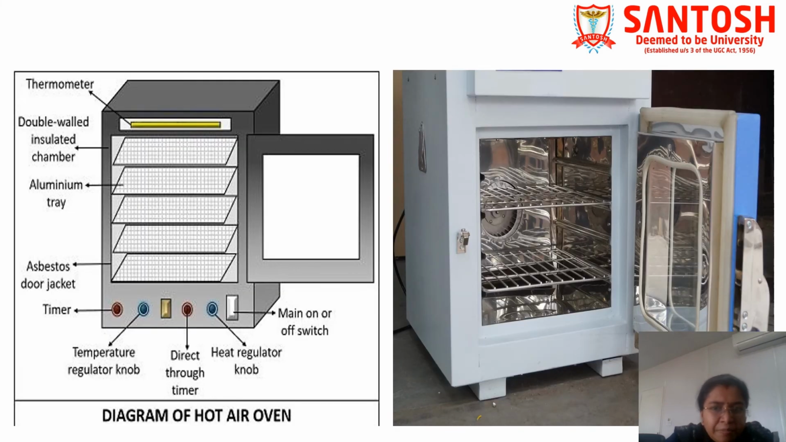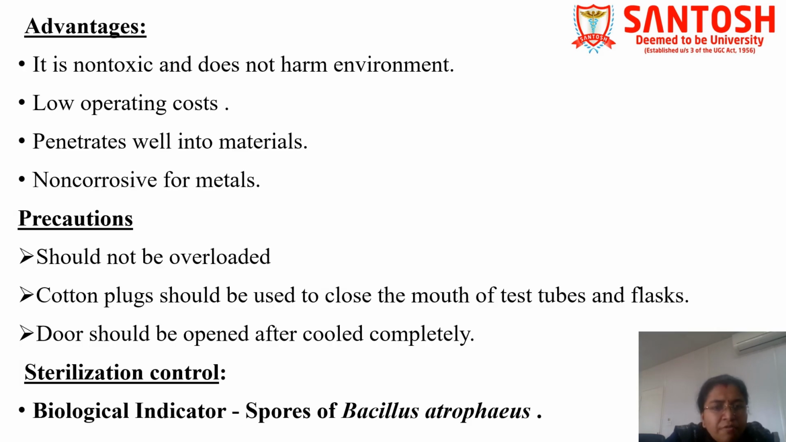Again the diagrammatic representation, there's an open hot air oven here also, so you can relate both the pictures. So this is an almirah-like structure, in the middle there are slabs in which we can put our material. We have a thermometer, and inside there is a fan. Here also you can see there is a fan inside. Why is the fan used? Fan is used for even distribution of heat.